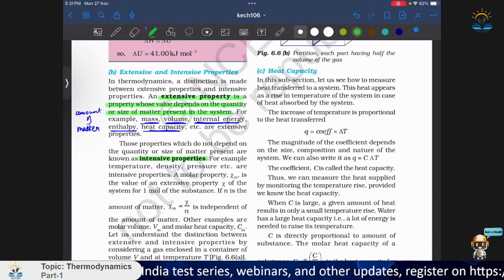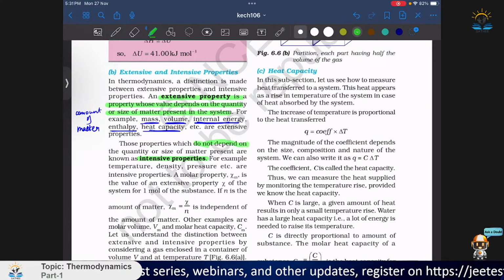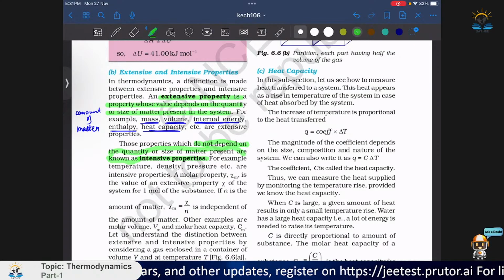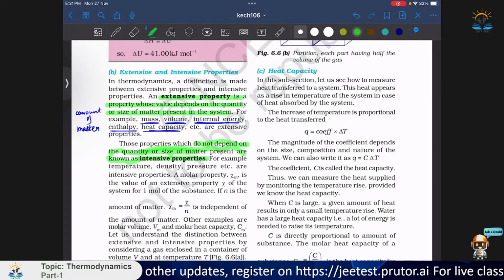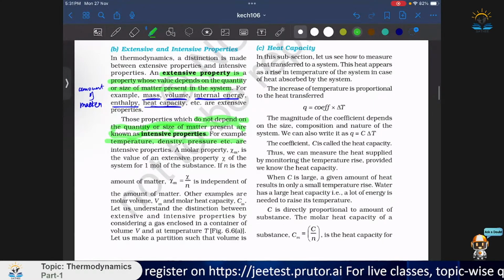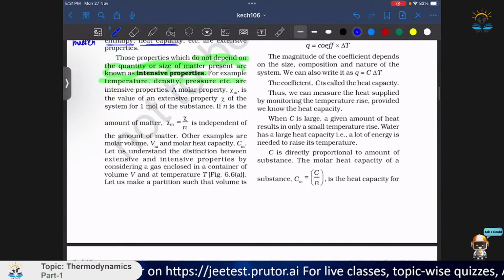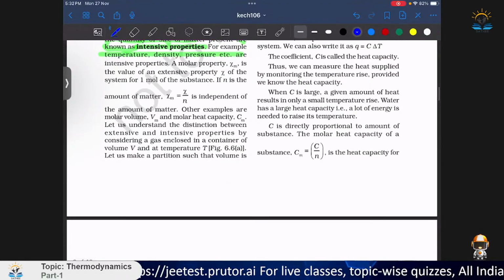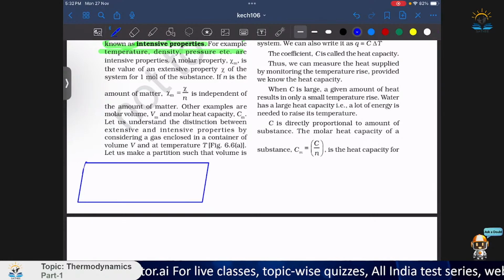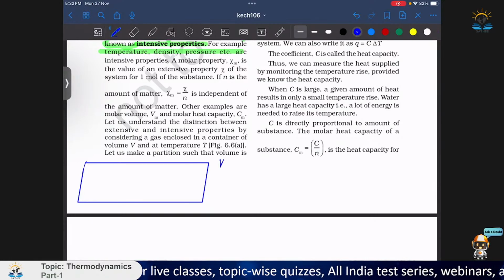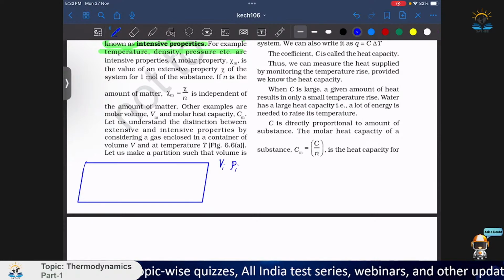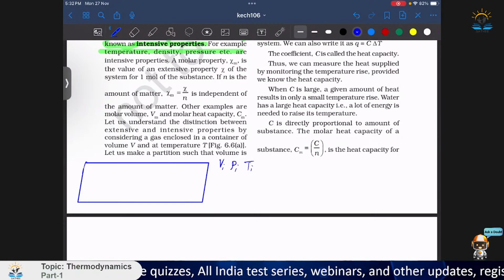They are not dependent on the quantity or size of matter present in the system. Examples are temperature, density, pressure. I'll try to make it easy for you. Let us take a system with some amount of gas. The system has volume Vi, pressure Pi, and temperature Ti.